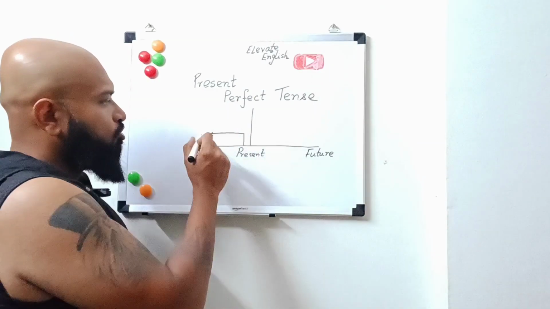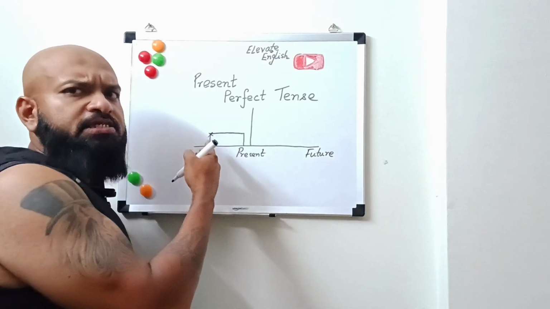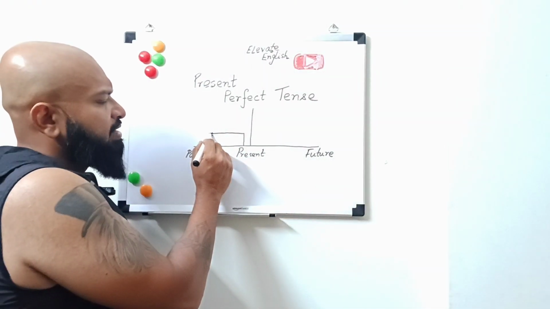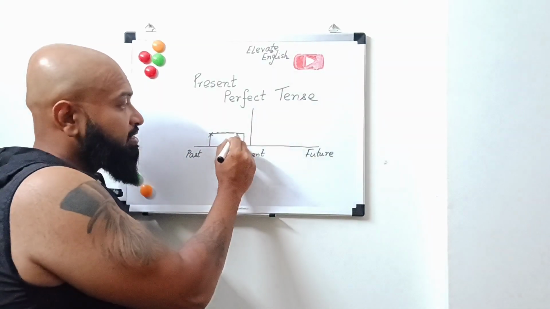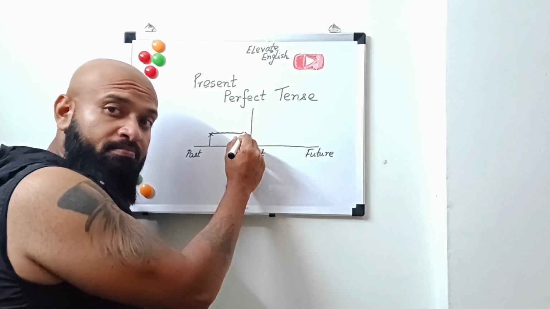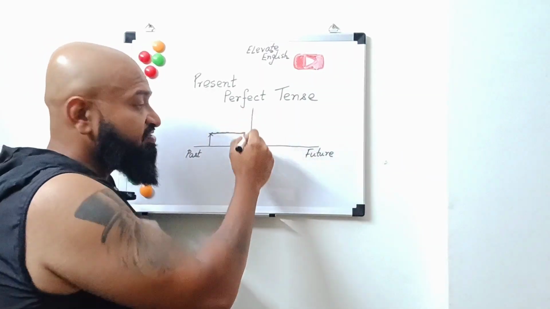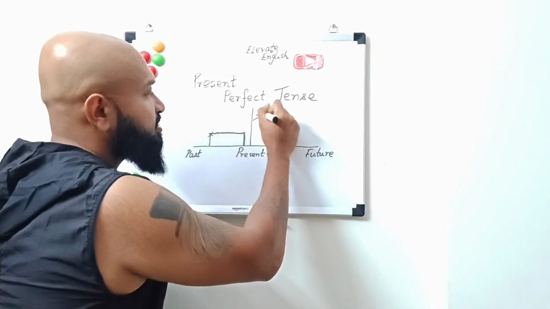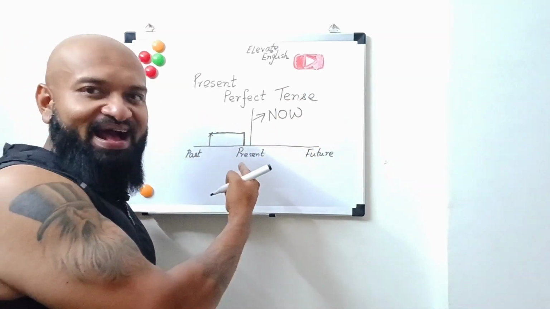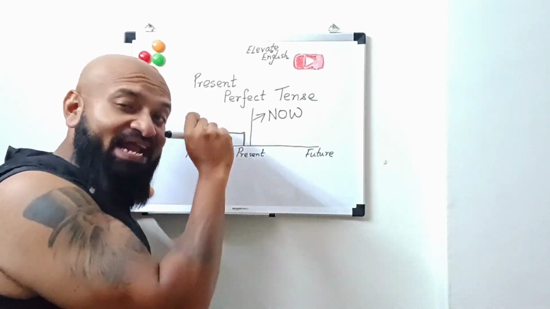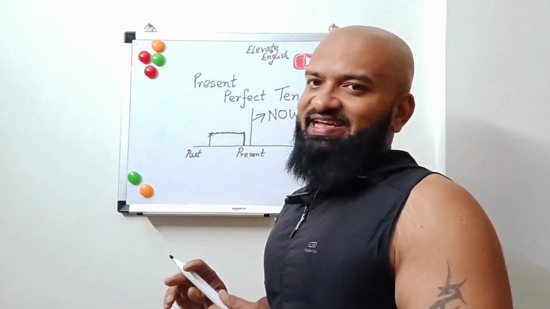Present perfect tense. Look at where my activity begins. It begins somewhere in the past. And as you can see, present perfect. So the activity continues in the past and ends at a time before now. So friends, this central line of reference is now. And anything that begins in the past and ends at a time before now is your present perfect tense.